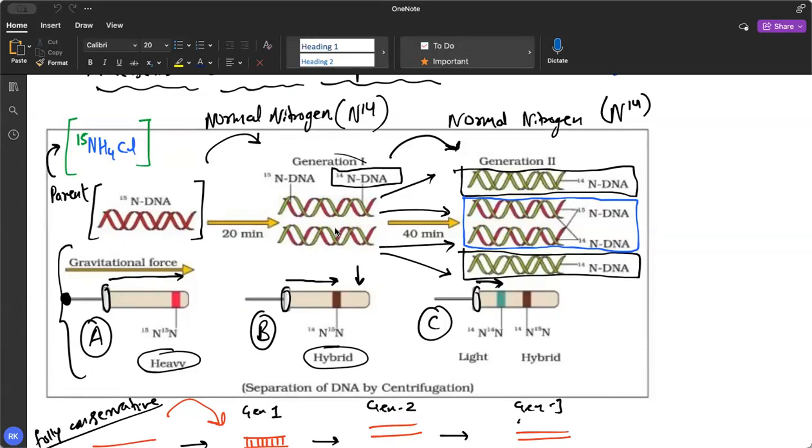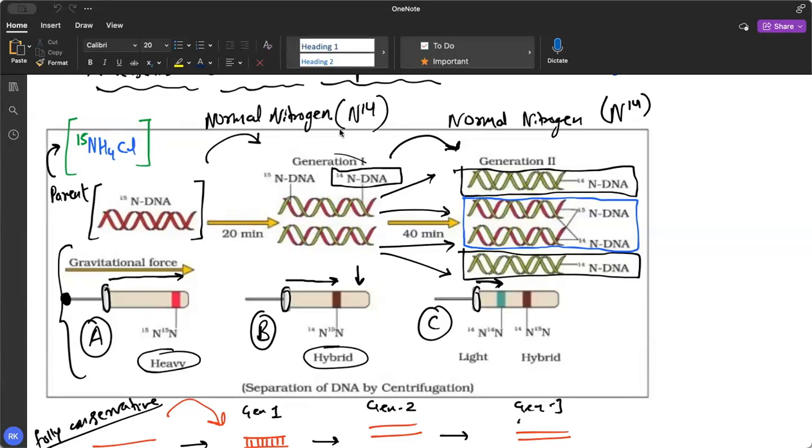Meselson and Stahl used heavy DNA, using nitrogen-15. So this experiment is also quite brilliant and straightforward. They cultured E. coli in heavy nitrogen for many generations, to make sure that all the DNA in all these bacteria would be carrying heavy nitrogen. And then they allowed it to grow on normal nitrogen.